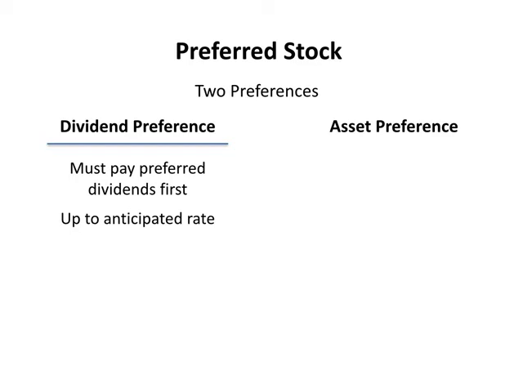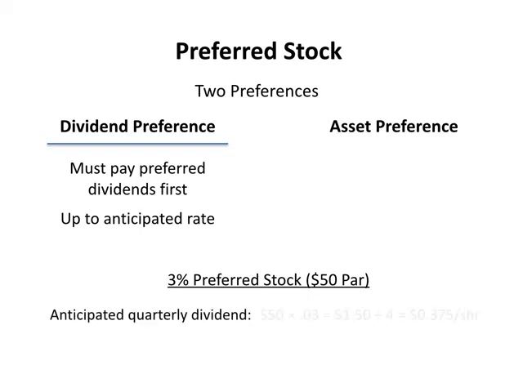default. To illustrate an anticipated dividend, let's assume a corporation had issued 3% preferred stock with a stated par value of $50 per share. That means the anticipated annual dividend is $1.50 per share, the $50 par value times the 3% anticipated dividend rate. If, as is common, the dividend is payable quarterly, the quarterly anticipated dividend would be 37.5 cents a share, the $1.50 annual dividend divided by 4. Only after the issuer had paid the anticipated quarterly dividend in full on the 3% preferred could the company consider paying a common stock dividend.